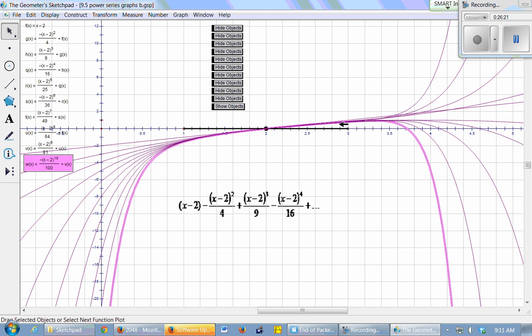So you can see that on this interval of convergence, these are all really close to each other. It looks like they are converging to something, and we don't know yet, but we'll find out. So it looks like they're converging to a specific function, but only in this interval. After that, they all go off and do their own thing.